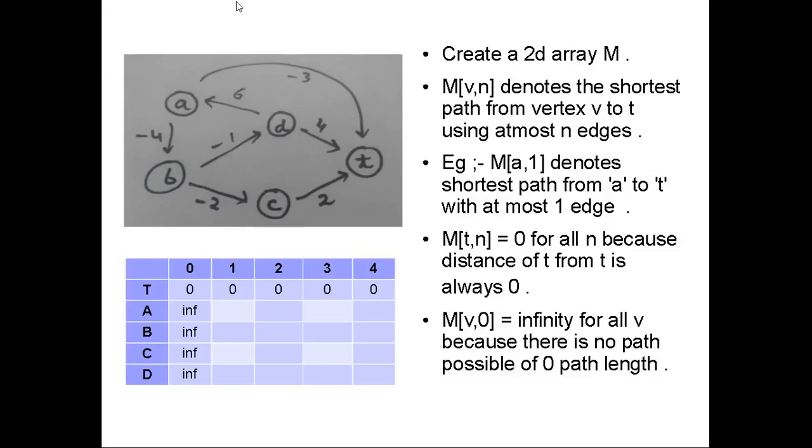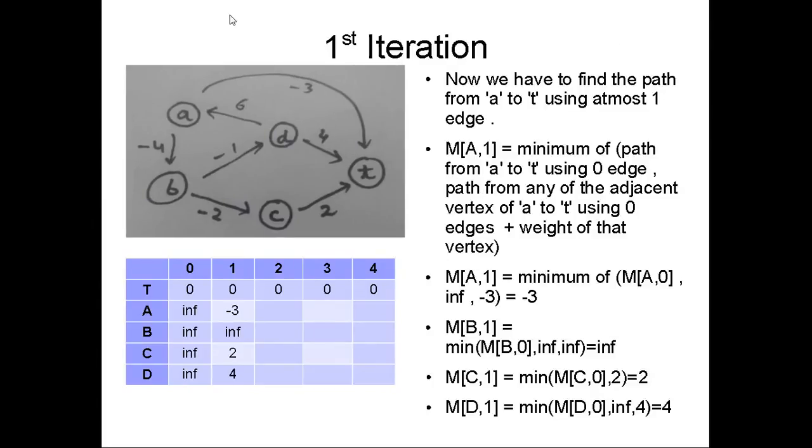Create a 2D array M, where M of v, n denotes the shortest path from vertex v to vertex T using at most n edges. For example, let us consider M of A, 1. M of A, 1 denotes the shortest path from A to T with at most 1 edge. Similarly, M of T, n equals 0 for all n because the distance of T from itself is always 0. So, M of v, 0 equals infinity for all v other than T because there is no path possible with 0 path length. Now let us start our first iteration.